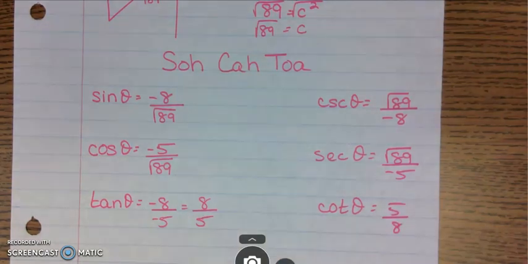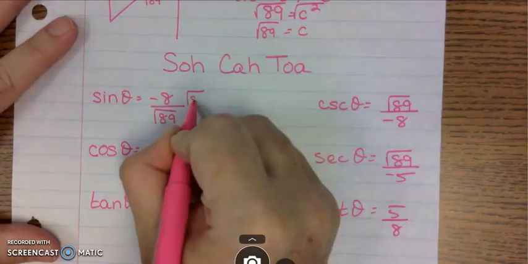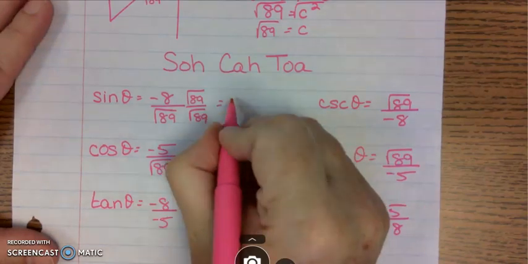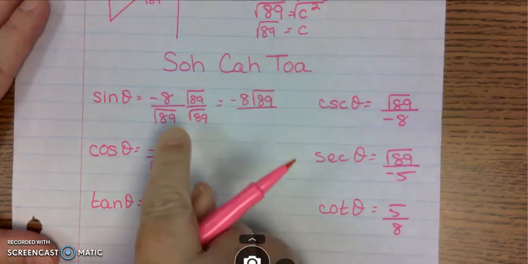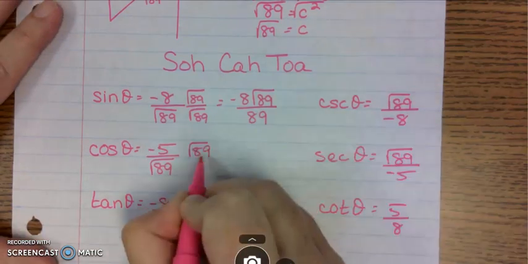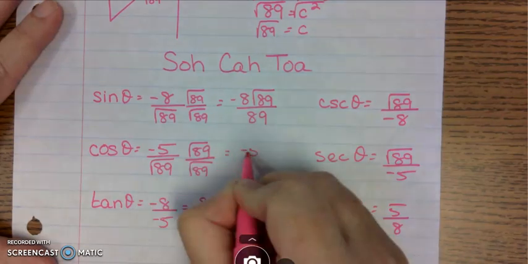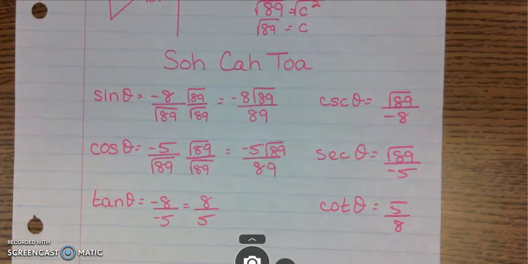Okay. Now, let's go back and rationalize. So we have to multiply the top and the bottom by square root of 89. I'm so sorry. So this will be -8 square root of 89. Two square roots of 89 cancel out just to give us 89. Okay. And we're going to repeat the same thing down here for cosine. And I get -5 square root 89 over 89. And we're done with that one. Cute little problem. Cute, cute, cute.